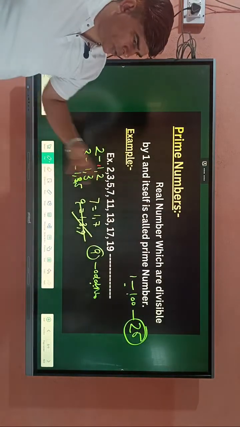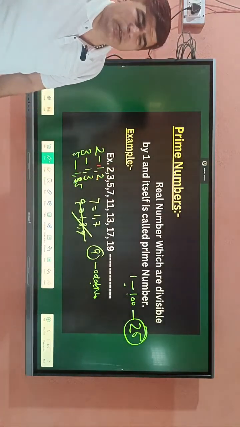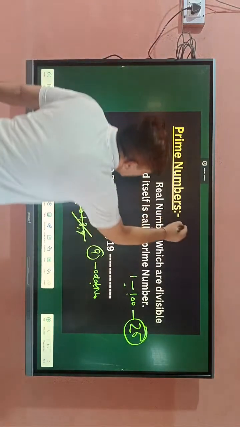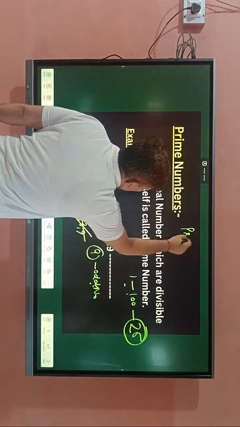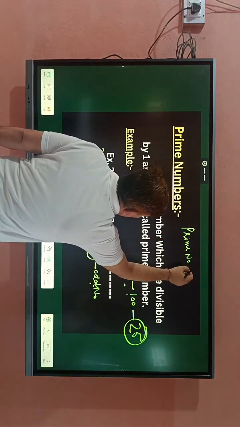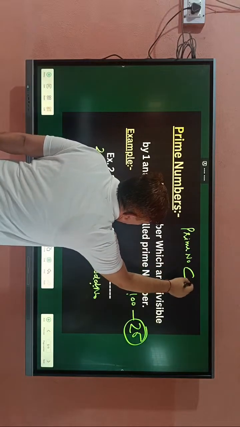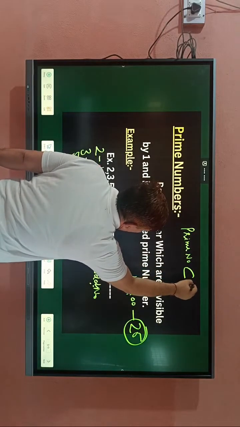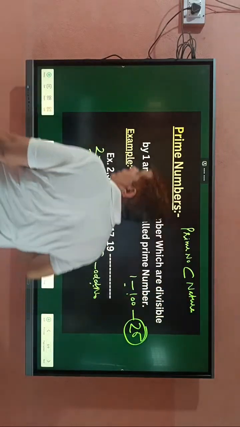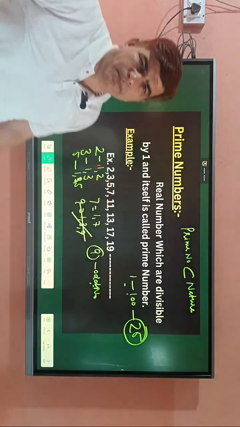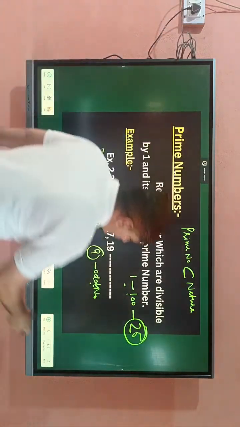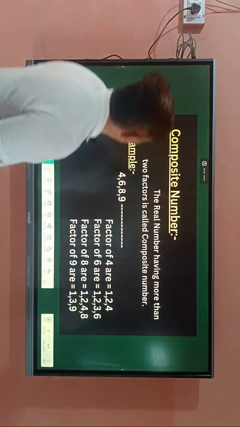Now our main aim is to start chapter number 1. So this is about prime numbers. Prime numbers are contained in natural numbers. 2 is the only even number which is prime. Understood? Next coming, composite numbers.